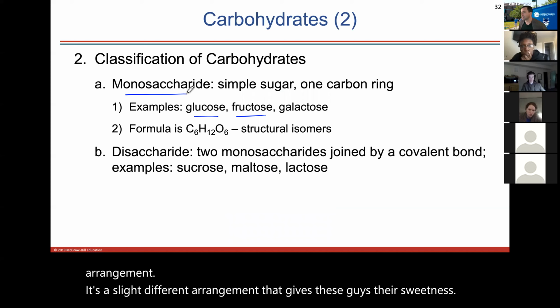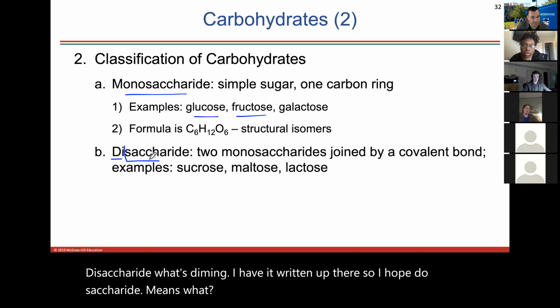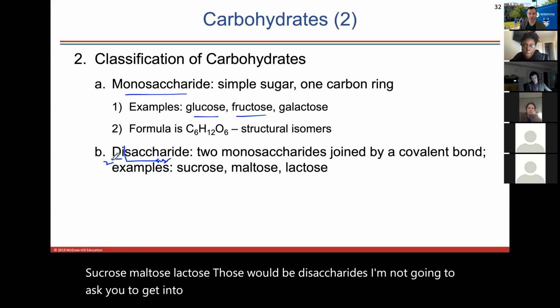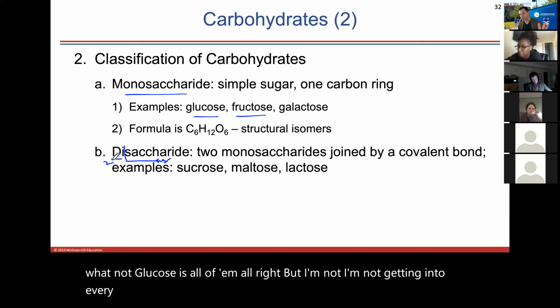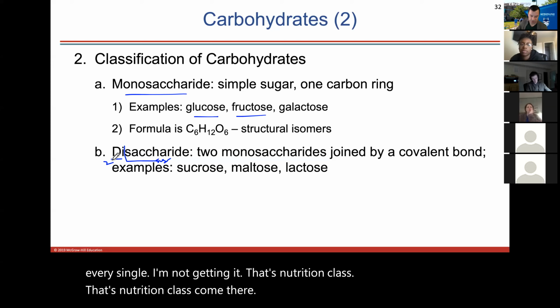Disaccharide, what's di mean? Well, I have it written up there, so I hope you know. Two. Saccharide means what? Sugar. So two sugars: sucrose, maltose, lactose. Those would be disaccharides. I'm not going to ask you to get into the chemistry of what these things are all made of and whatnot. Glucose is in all of them. But I'm not getting into that, that's nutrition class. Come there, you can hear me talk about all that fun stuff.